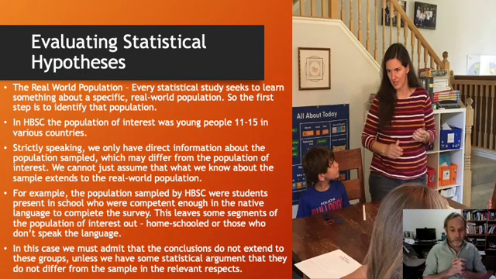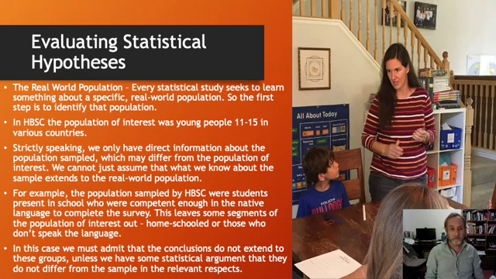Okay, so what is our program? First we need to figure out what the real world population is. This is step one. Every statistical study is trying to find something out about a specific real world population. So what is that population? For this survey, the population of interest was young people aged 11 to 15 in all of the, what did they say, 28 countries that they surveyed. I think they were largely in Europe and America, maybe less so in sub-Saharan Africa.